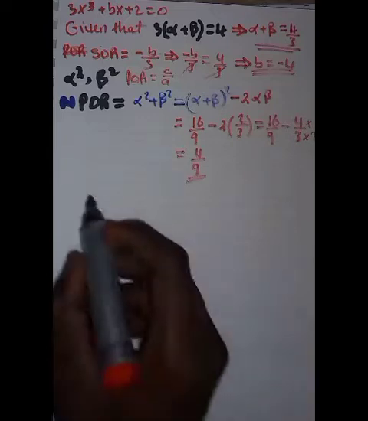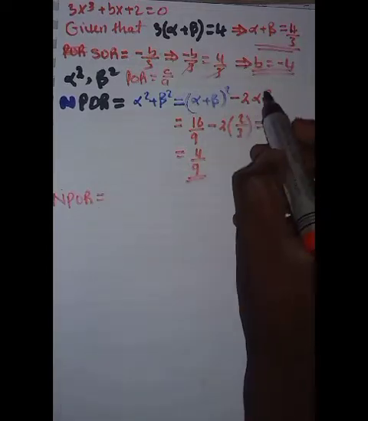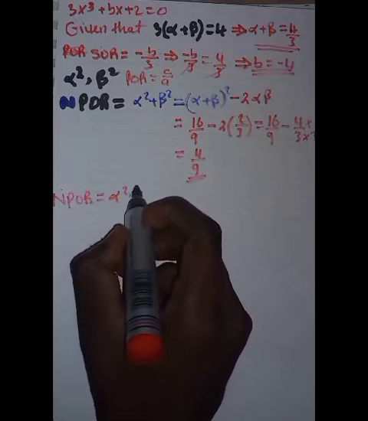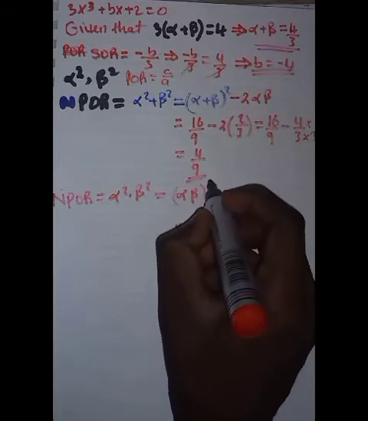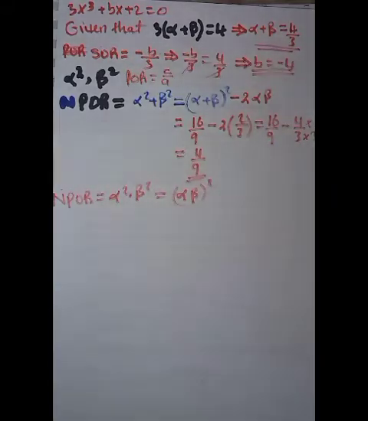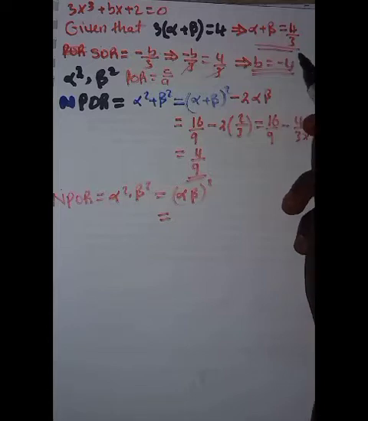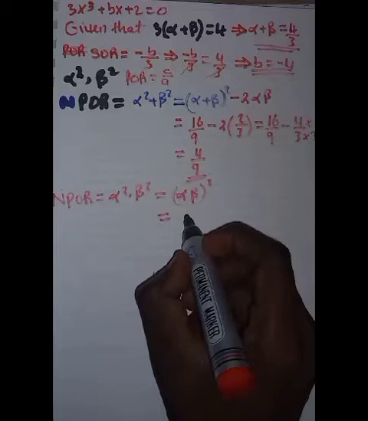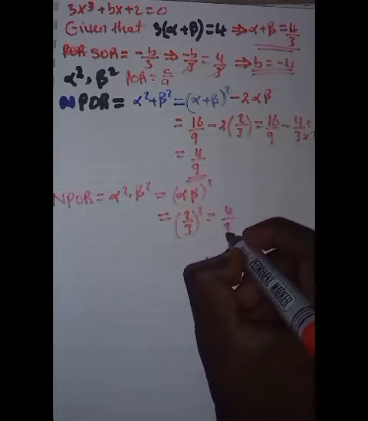Now our new product of roots is simply going to be we just multiply these two. We have alpha squared times beta squared. This can translate into alpha times beta, all this quantity squared. If we plug in our values, alpha beta is just 2 over 3, then all this squared is equal to 4 over 9. Good.